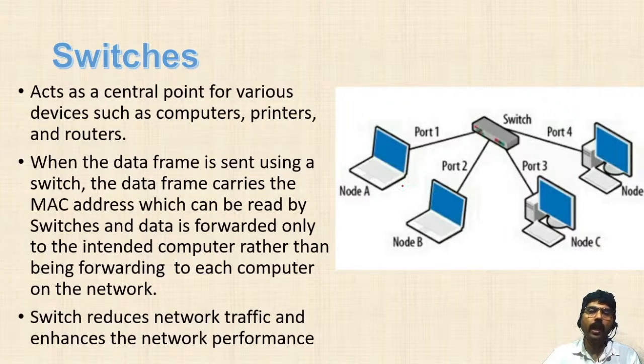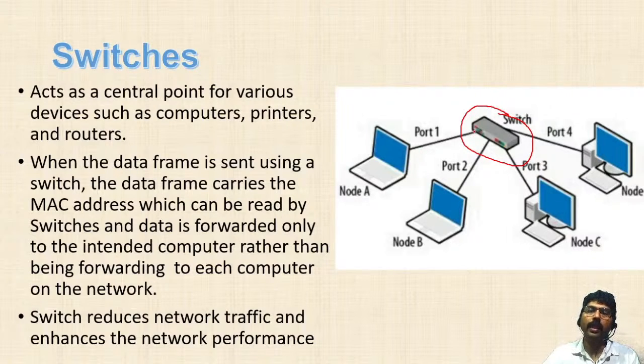And switches also work like a central point for various devices. Just like a hub, it is also a central point for various devices like computers, printers, and routers. But these switches are a little bit more intelligent than hubs. A switch reduces the network traffic and improves the network performance. Okay, how actually does it do that?